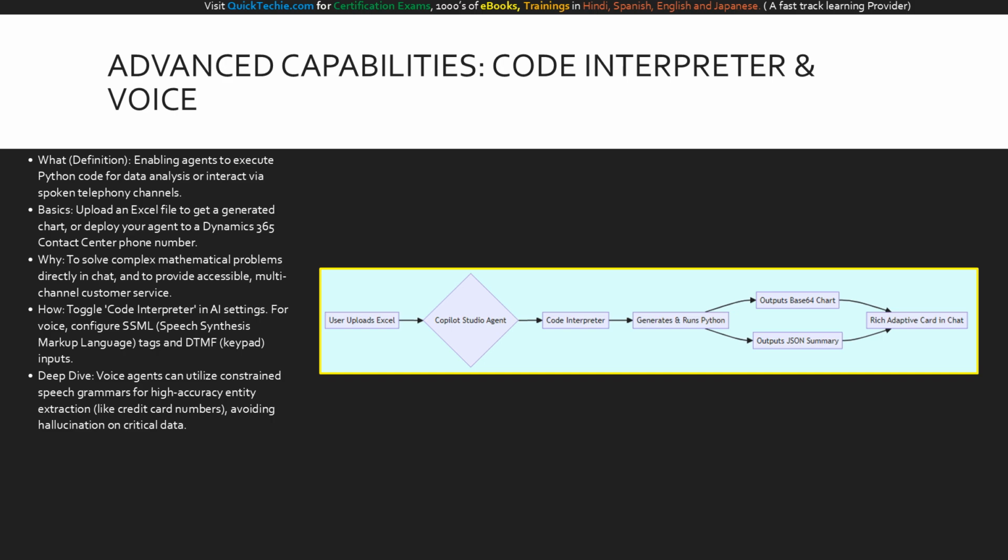The results split into two streams. It outputs a base 64 chart for visual representation and outputs a JSON summary for structured data. Finally, the agent combines these outputs into a rich adaptive card in chat. You have effectively turned a conversational bot into a rapid data scientist.